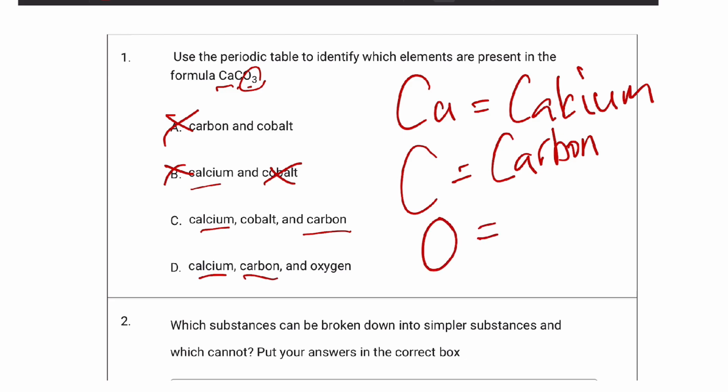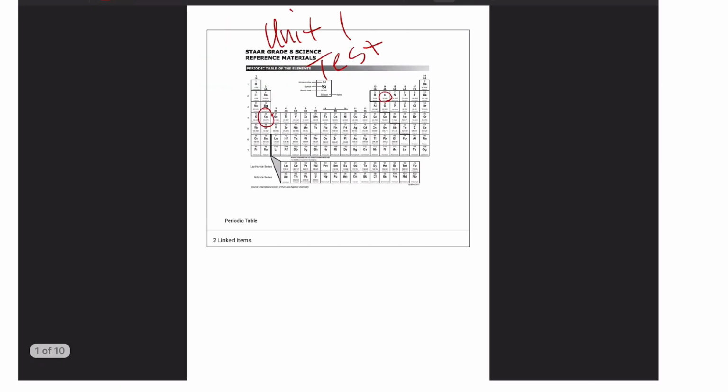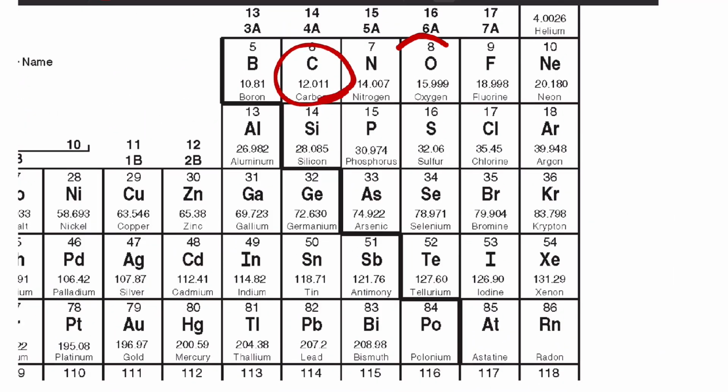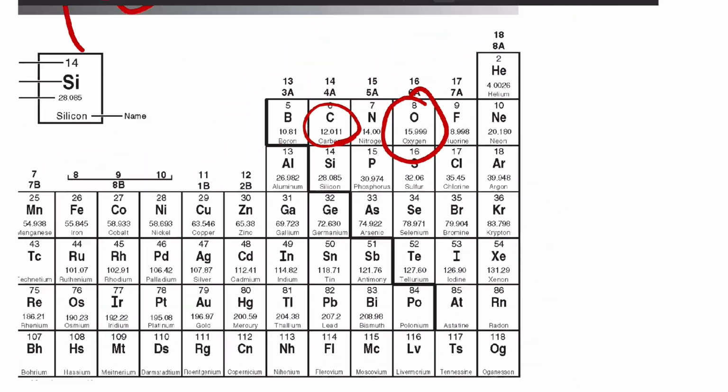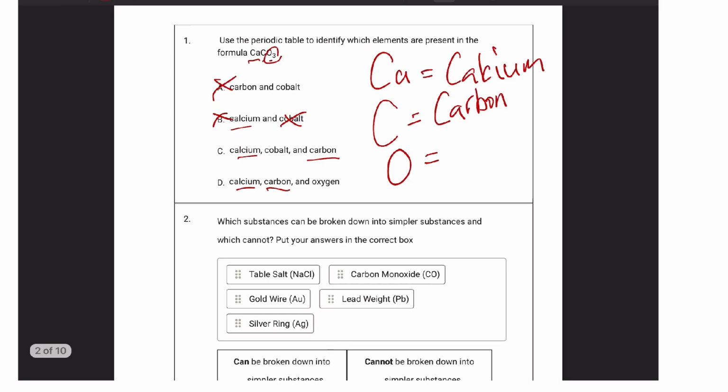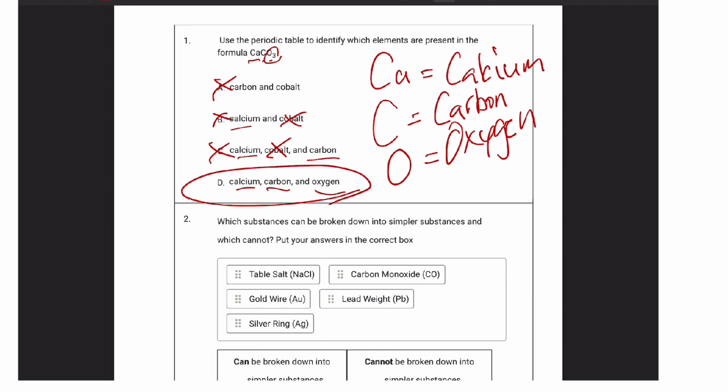O is equal to, I know you probably already know the answer, but we're going to do it just like we did before. There's our O right there. It's oxygen. Not cobalt. It is oxygen. So our correct answer for number 1 is D.